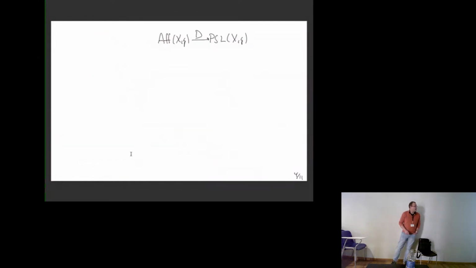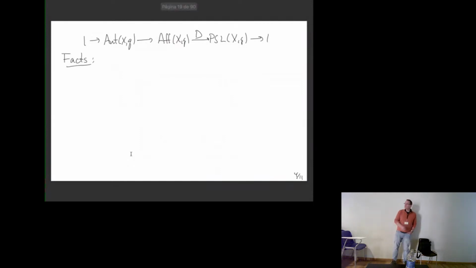All right, so we can take the derivative. This gives us a homomorphism from the affine group to this Veech group, and this sits inside of a short exact sequence. The kernel here is the automorphisms of the quadratic differential. Okay, so these are automorphisms of the Riemann surface that also preserve the quadratic differential.